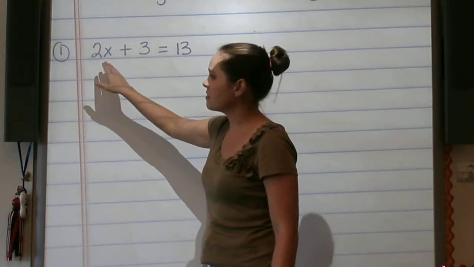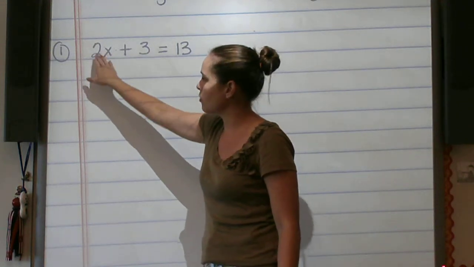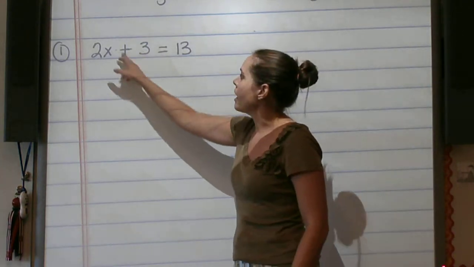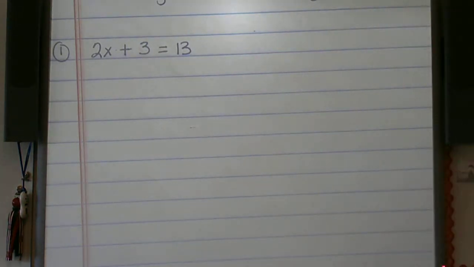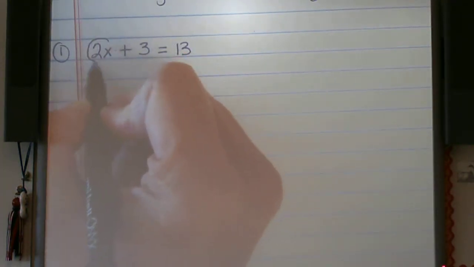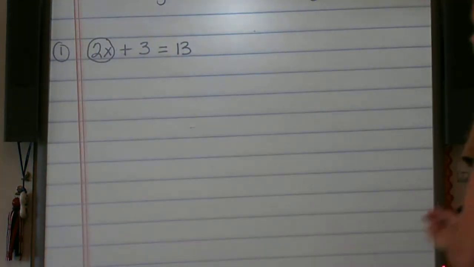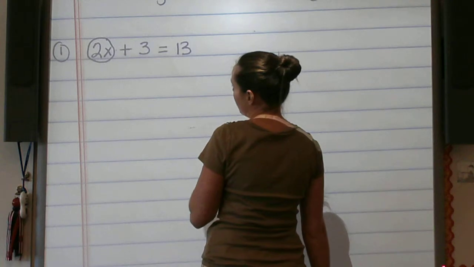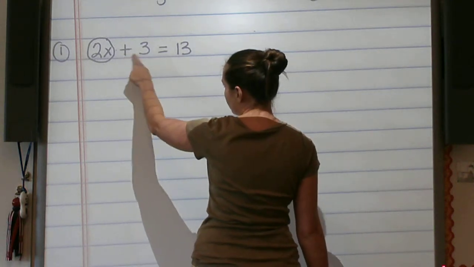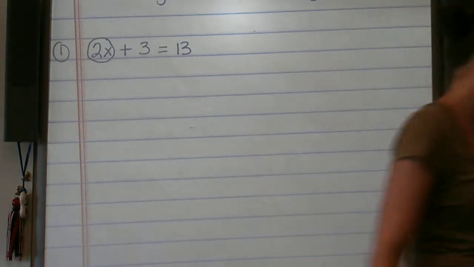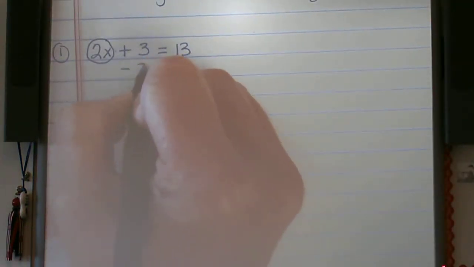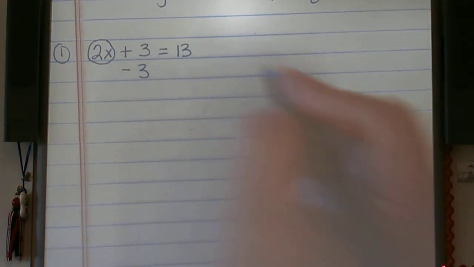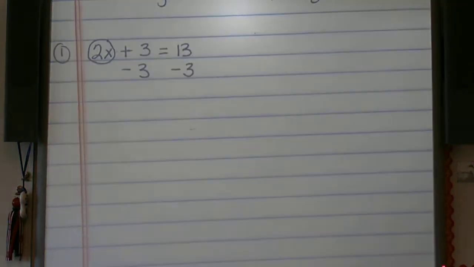So we want to isolate our variable, and currently our variable is with a 2. So the first step is actually going to be to isolate the 2x by using an inverse operation on the plus 3. We need to have 2x on the left-hand side of the equation by itself. So we're going to use an inverse operation. If we're plus 3, then we need to subtract 3. And as a rule, what we do to one side of the equation, we have to do to the other side. So I need to subtract 3 from both sides.